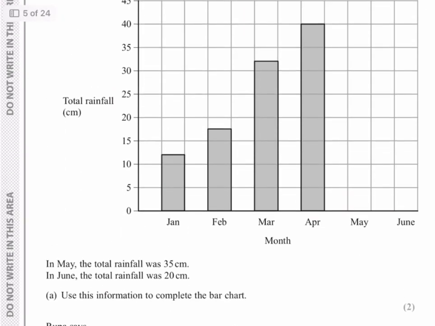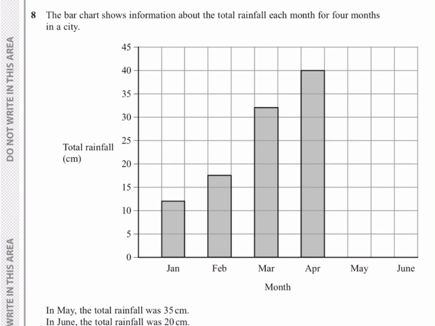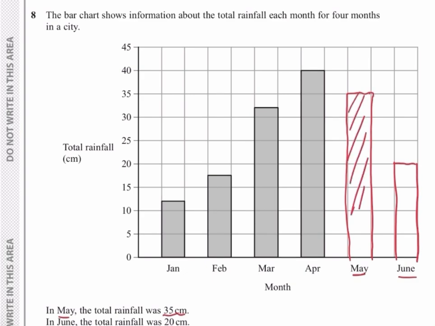This gives you 3 marks. Here's a bar chart question, and you need to draw 2 bars. I think a couple of you forgot to draw the bars, didn't see the question. This is quite easy, so look at the height of your bar, 35 and 20. Look at the scale on the left hand side. Make sure the bars are the same distance from each other, the same width.